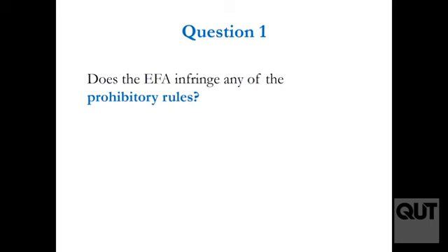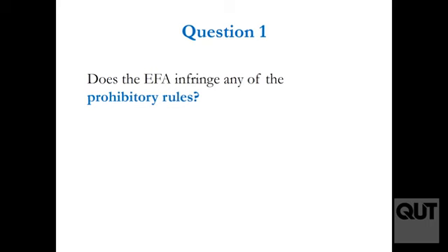So really there are two main prohibitory rules. The first one: judicial power can only be vested in a court which is correctly constituted under Chapter 3 of the Constitution, and in particular Section 72. We call it a Chapter 3 court. The authority for that is Alexander's case.